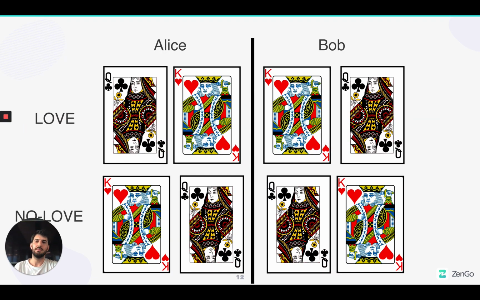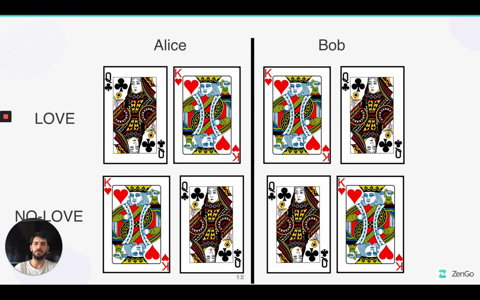Okay, so we are in a bar. Because we're in a bar, we'll use a deck of cards. Starting from the top left corner, if Alice decides that she loves Bob, she will pick Queen of Clubs followed by King of Hearts. And if Bob decides that he loves Alice, he will pick King of Hearts followed by Queen of Clubs.